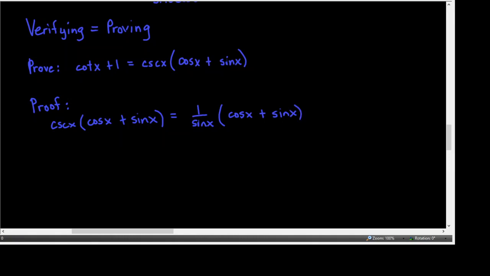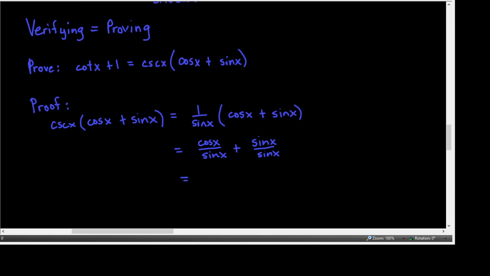Okay, then algebraically I can distribute, so that will become cosine x over sine of x plus sine of x over sine of x. Now look at the top, look where we're headed. We're headed for cotangent x plus 1. That's what we want to see. So if we're not headed in that direction, we probably need to back up and try something else. But as it turns out, this is actually good.